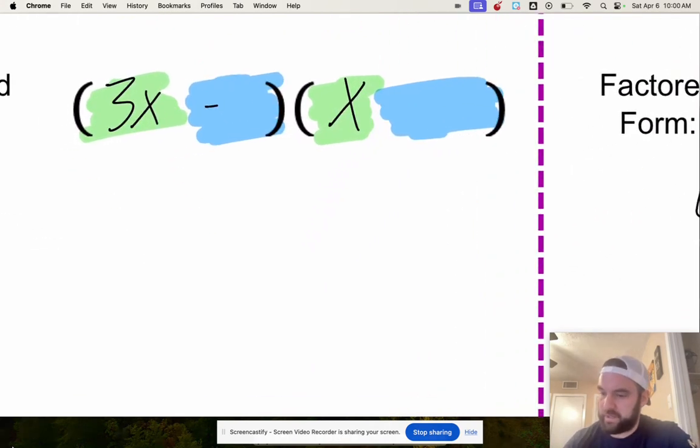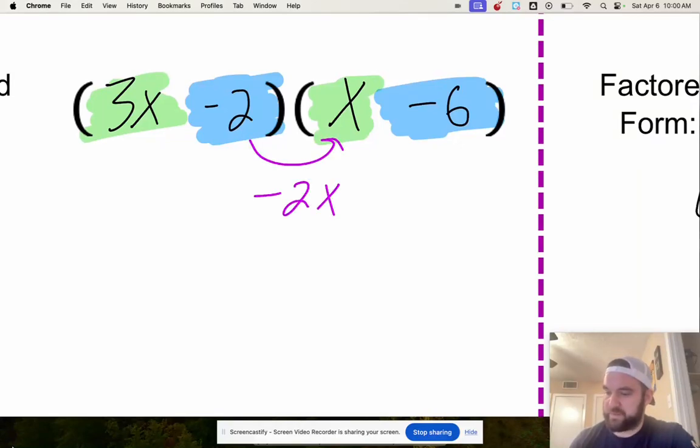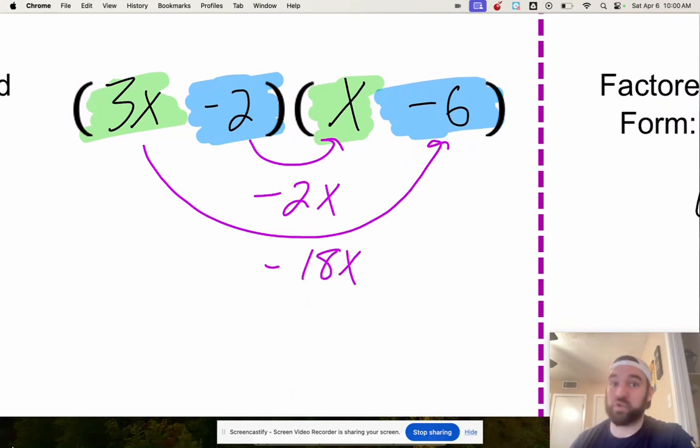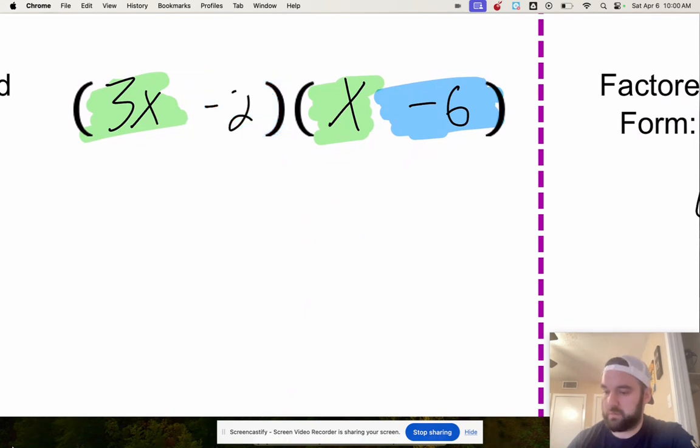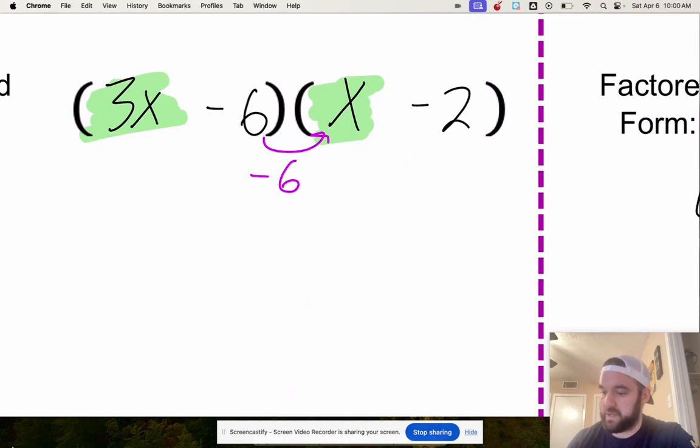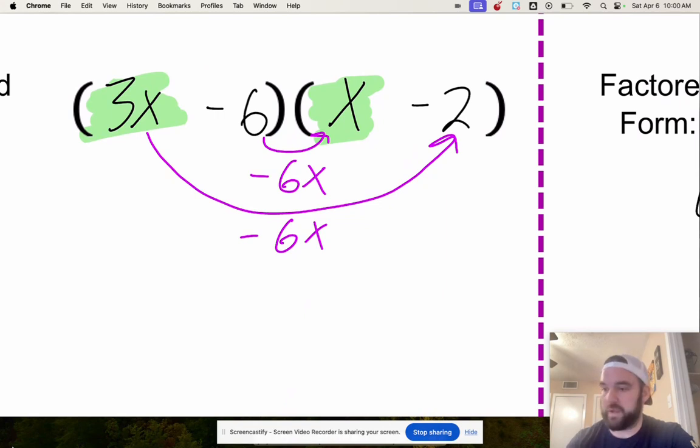So I'm going to try -2 and -6. 2 and 6 is the first thing that comes to mind. Here I have negative 2x. There I have negative 18x. Together that makes negative 20x, which is not negative 13. So we're going to go back to the drawing board, get rid of the negative 2 and the negative 6. What happens if I reverse it? If I go negative 6 and negative 2, maybe that's what I need. There's negative 6x. There's another negative 6x. That's negative 12x. That's not going to get it done.